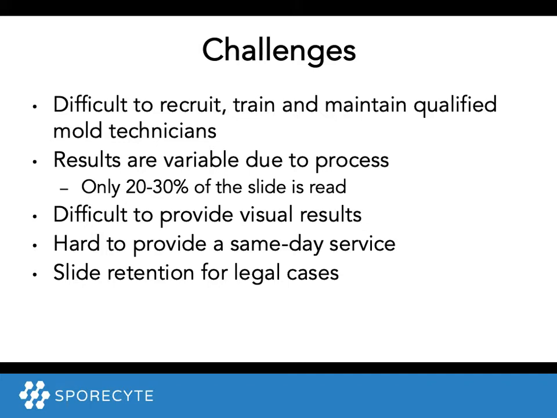It's also been interesting to investigate how good the AI needed to get. And it turns out that the industry standard process of reading 20 to 30% of the slide and then extrapolating those results out actually doesn't provide very consistent results. Mold spores and particulate tend to clump in certain areas, and you can either overcall or undercall particular mold spores if you don't read 100% of the trace.